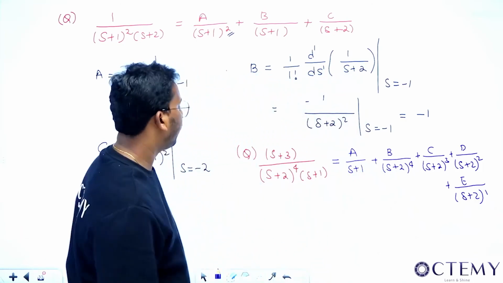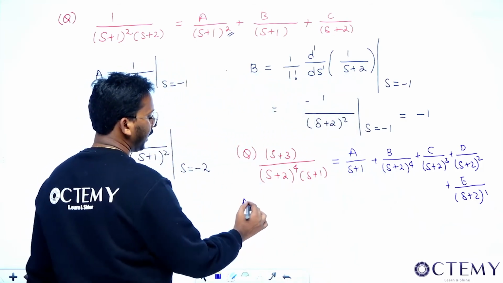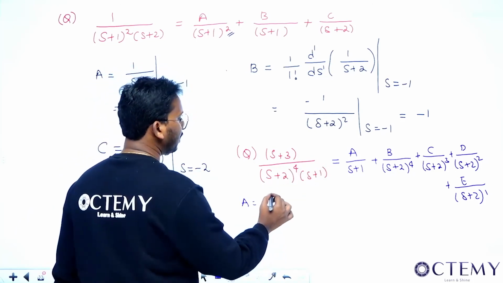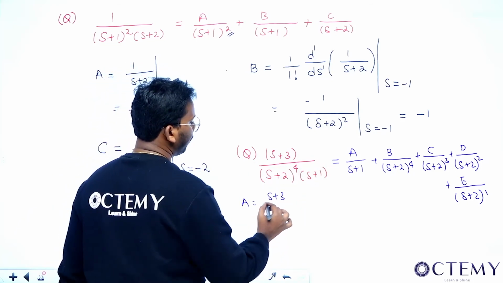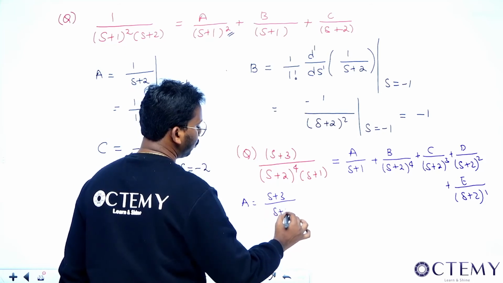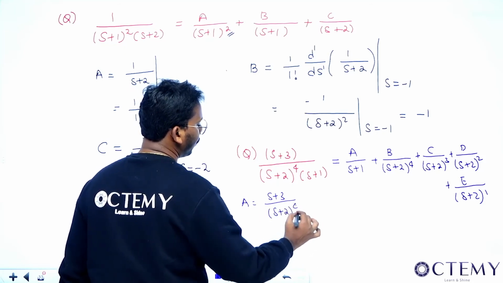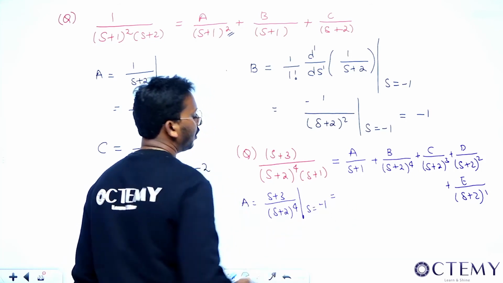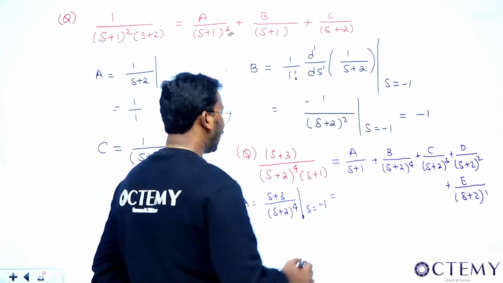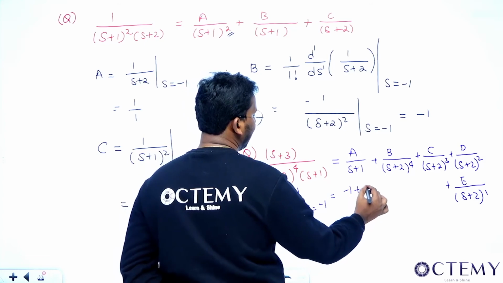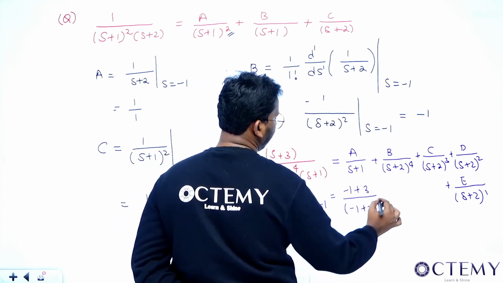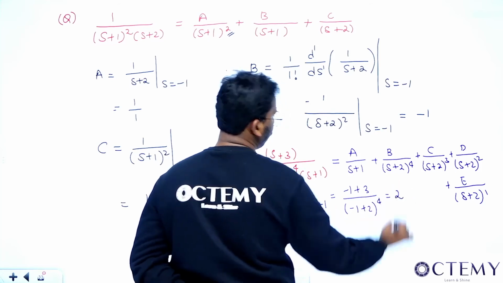Finding A and B is very simple, sir. See how can I find A? If you want to find A, remove this s plus 1. So if you remove s plus 1, what will you get? You will get (s plus 3) by (s plus 2) whole to the power of 4. In this you put s is equal to minus 1 because this is s plus 1 is there. So that will become (minus 1 plus 3) divided by (minus 1 plus 2) whole power 4. That will be equal to 2.